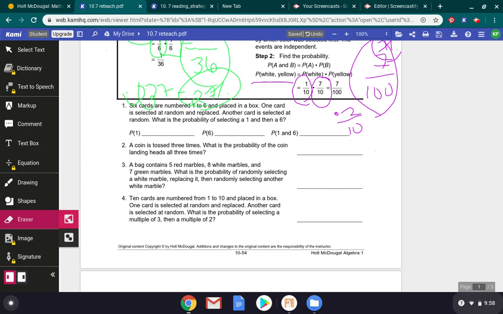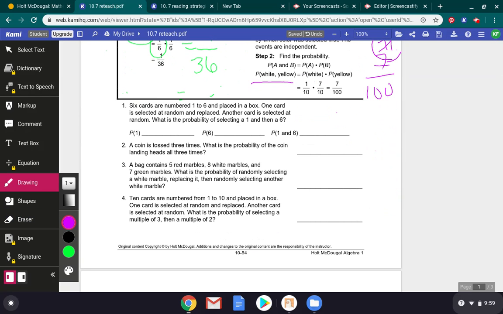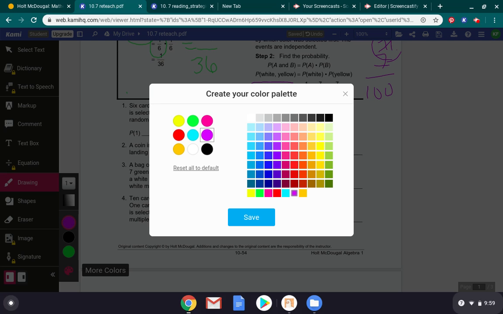All right, let's take a look. I'm going to erase some of this so that we can take a look at this first question here. All right, so question number 1 says 6 cards are numbered 1 to 6 and placed in a box. 1 card is selected at random and replaced. All right, so that's a key word there. Replaced means, I'll pick my favorite color, which is teal.